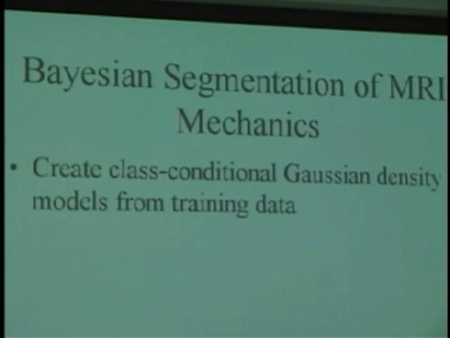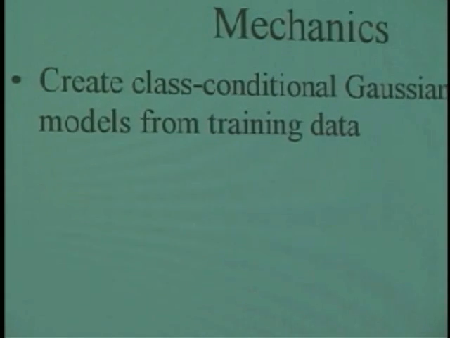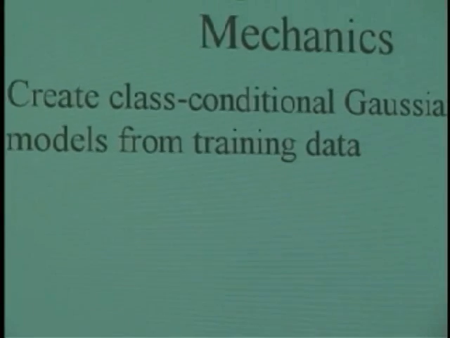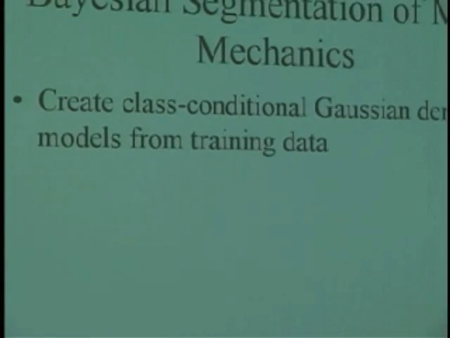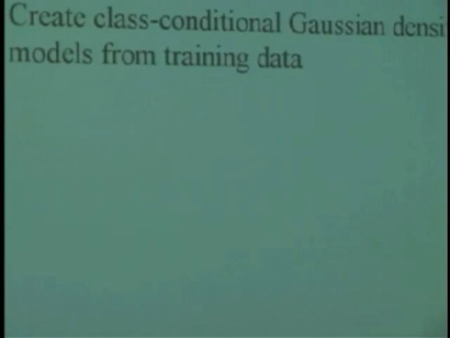Okay. So here are the mechanics, and we'll go over these again tomorrow, but I'll just say them here once. The way we're going to do the segmentation is, the first thing we're going to do is take the training data we've got, and from that create class conditional density models. That's what these Gaussians are. So we're going to take a slice, or all slices that we have, in which white, gray, and CSF have been segmented. We're going to take all the pixels that have been labeled white matter, take their intensities, make a vector out of those, and compute a Gaussian from that. That will be the class conditional density model for white matter.